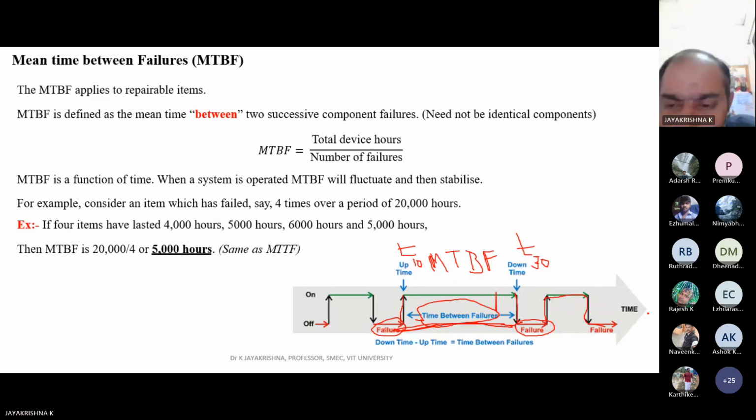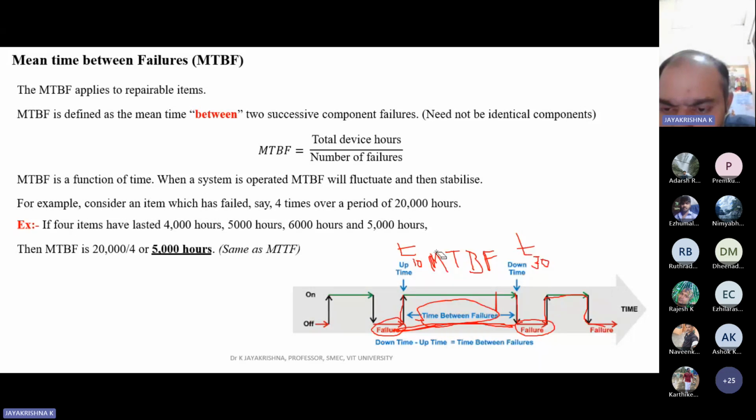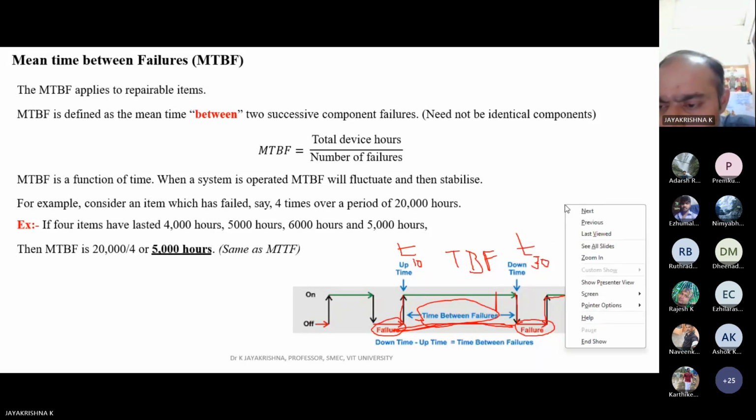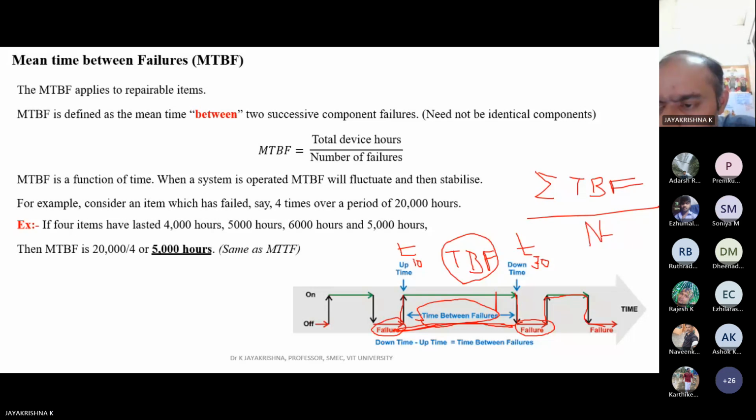So like this, if I'm able to calculate for all these failures, then, sorry, one simple correction. This is called time to failure. And if I'm able to calculate this time to failure for all the failures that have happened, then I call that mean time between failures. Are you able to understand?